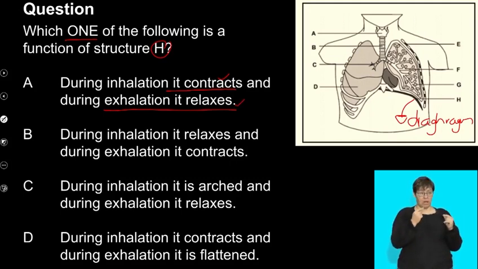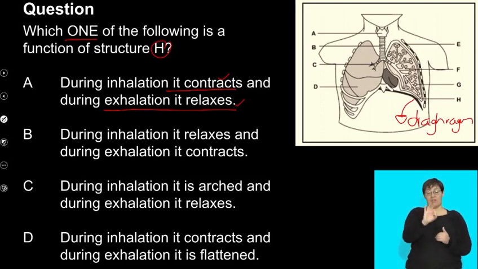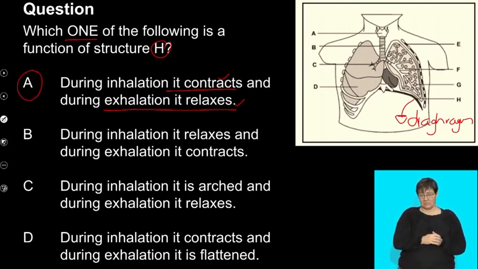But I always go and just double check my answers to make sure that I've got it right. So, I'm circling A, but I just want to double check. Maybe I've got it wrong. During inhalation, it relaxes. And we know that it's the opposite way around. During inhalation, it is arched, yes. And during exhalation, it relaxes.